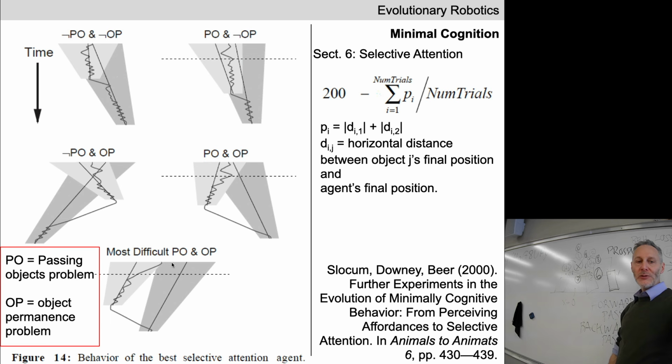Okay. 5th trial, same thing. We have the passing objects problem and the object permanence problem, but this one's more difficult. Why?